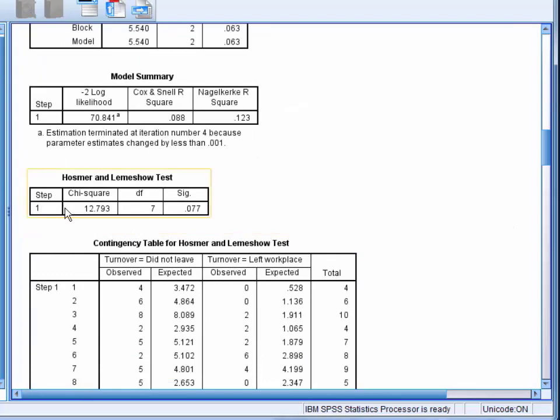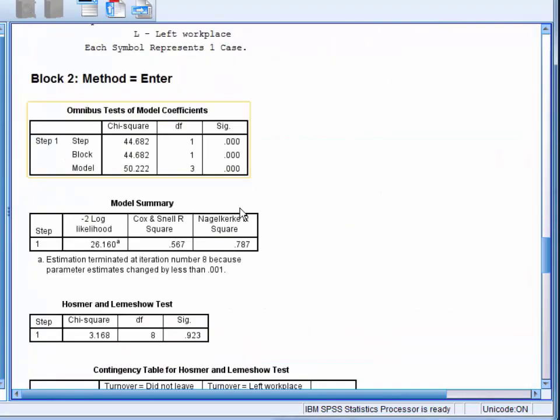Next, we have the Hosmer and Lemeshow test. This assesses whether the model is significantly different to a good-fitting model. As the test is non-significant, our model would seem to fit the data reasonably well. The Block 2 omnibus tests of model coefficients show how the model changed when the variable of interest, job satisfaction, was added. We can see that the chi-square value is significant in the model row, which indicates that adding job satisfaction significantly improved the ability of the model to predict the employees that would leave.